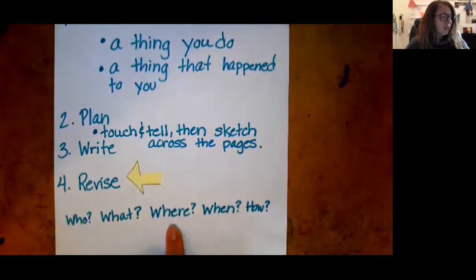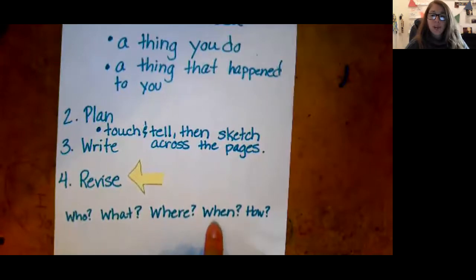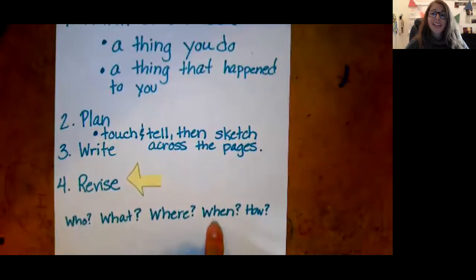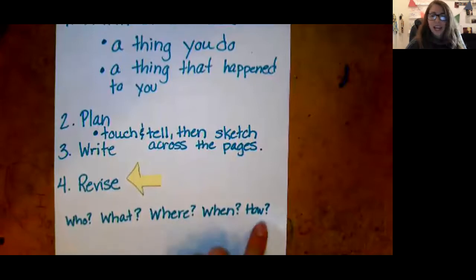Where? Did I say when it happened? I did say one day. I can get more specific about when my story happened. And did I say how it happened? I didn't really finish my story to say what happened after I let him into our Zoom room. Let's go back and let's add the missing pieces, the where, when, and how. So let's take a look and see where I can add those.